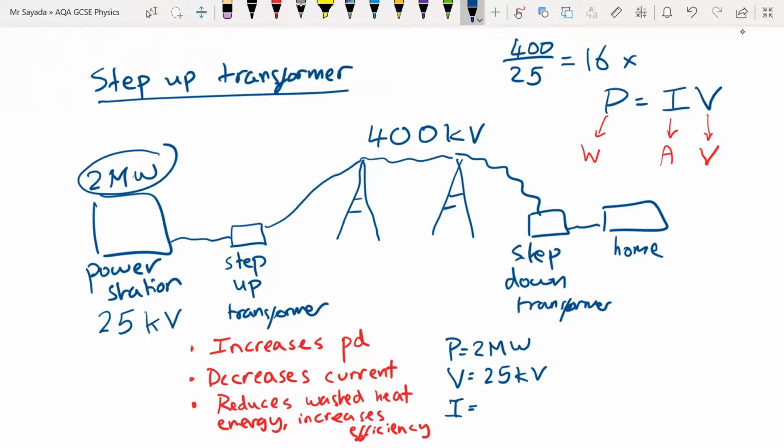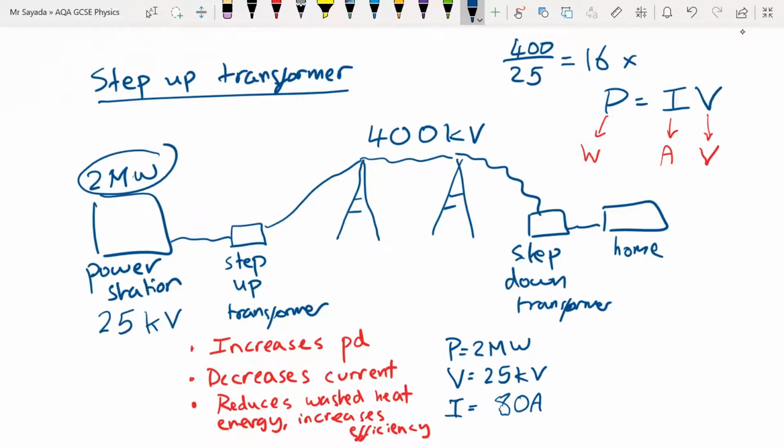So you should have worked out that if the power is 2 megawatts, that's 2 million watts, and the potential difference is 25 kilovolts, that's 25,000 volts, the current is 80 amps. So to do that, you should have done 2 million divided by 25,000.